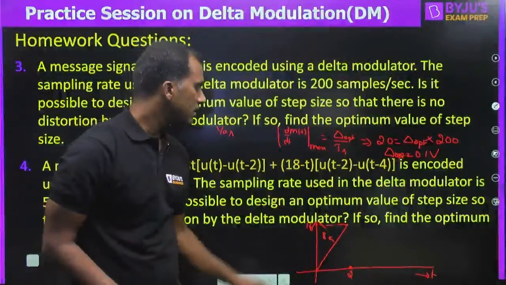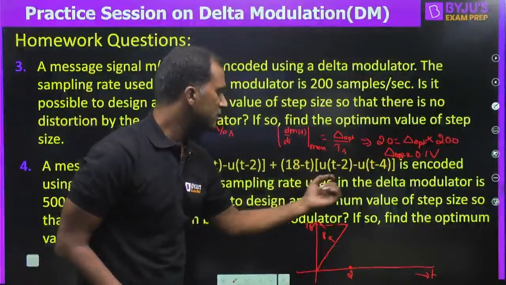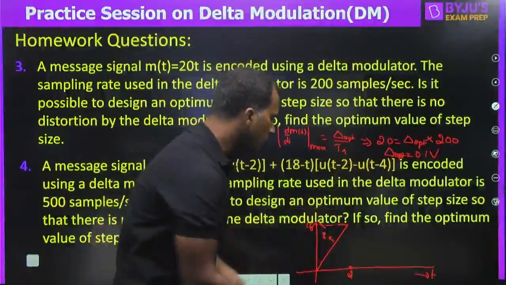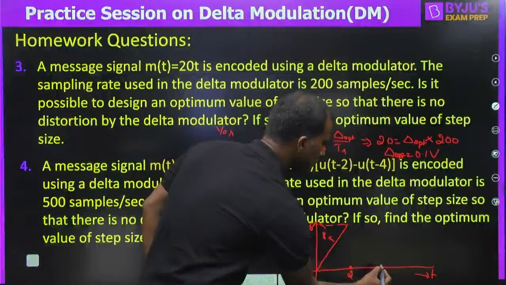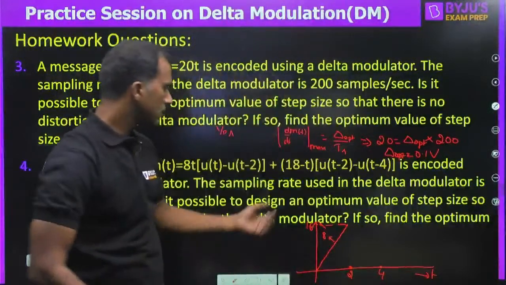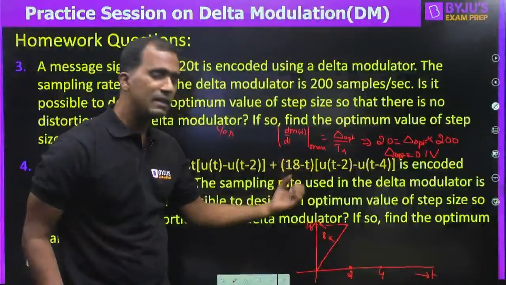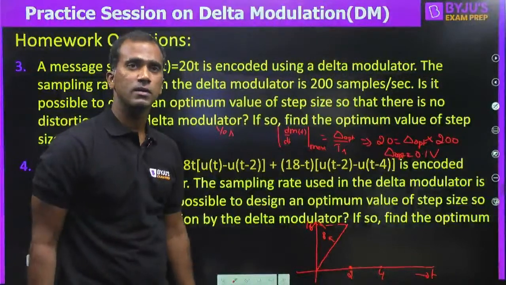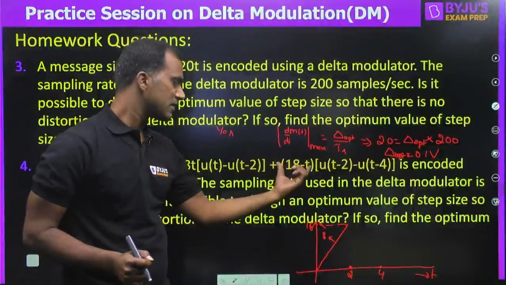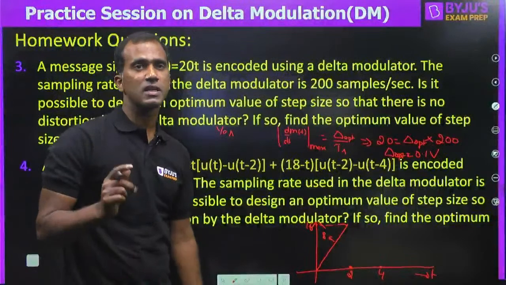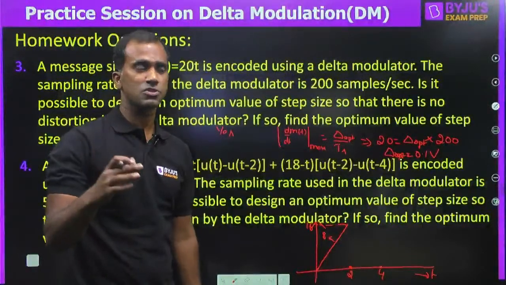8 minus t into u of t minus 2 minus u of t minus 4. This is a rectangle from 2 to 4. This exists from 2 to 4, that much we know. Now let us just look at this part, 18 minus t. The slope is minus 1. And definitely we know that it is a straight line. For a straight line, if you can plot 2 points, you can plot the straight line.